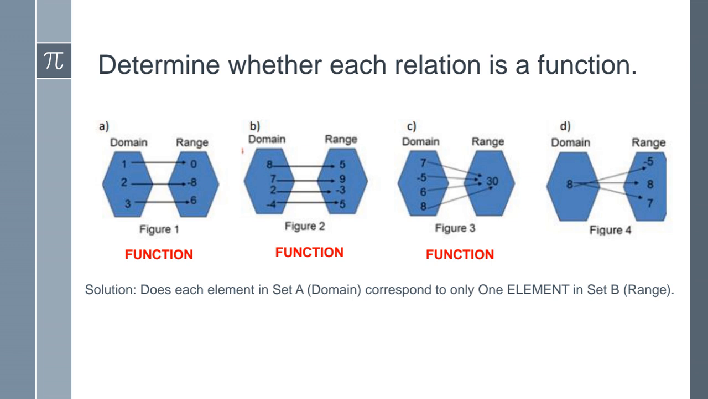The one that's not a function is D, right? This is not a function because here we're saying that x is sometimes -5, x is sometimes 8, and 8 is sometimes 7. This is what we cannot have, yes? So the first three are functions and our D is not a function.